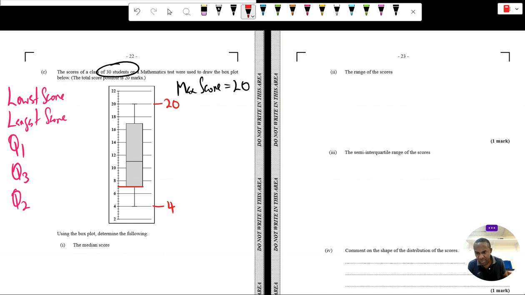Now, this looks like midway between 6 and 8. And so that corresponds to 7, right? So the lower quartile is 7.